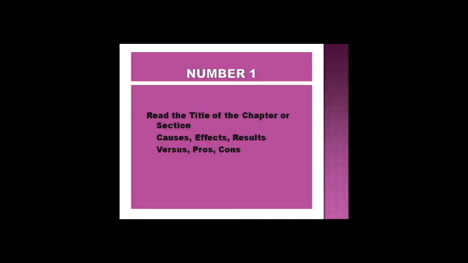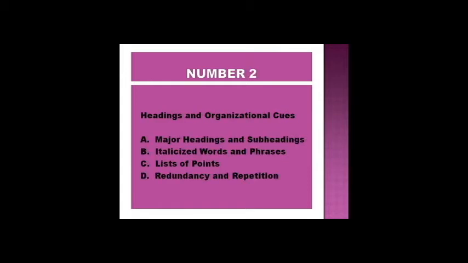Number 1. Read the title of the chapter or section carefully. Causes, effects, results are signals, as well as versus and pros and cons. Number 2. Look carefully at the headings and other organizational cues. These are the main ideas. A. Major headings and subheadings. B. Italicized words and phrases. C. List of points set off by numbers or paragraphs. D. Redundancy or repetition.